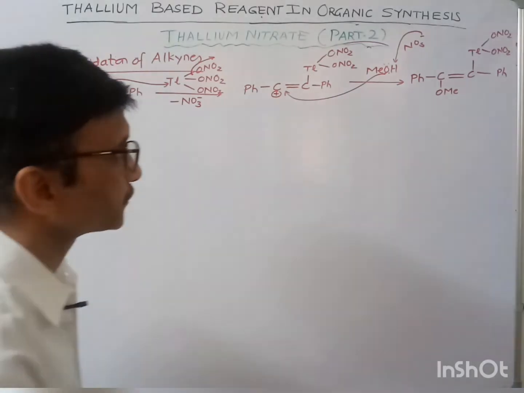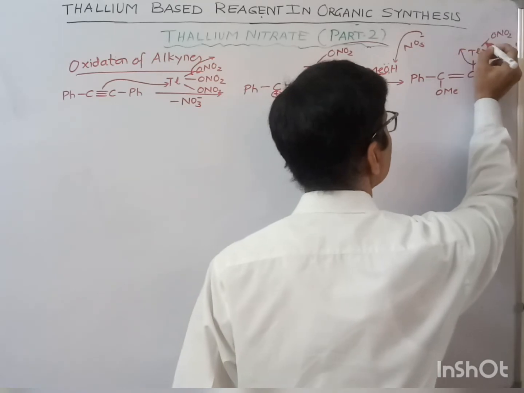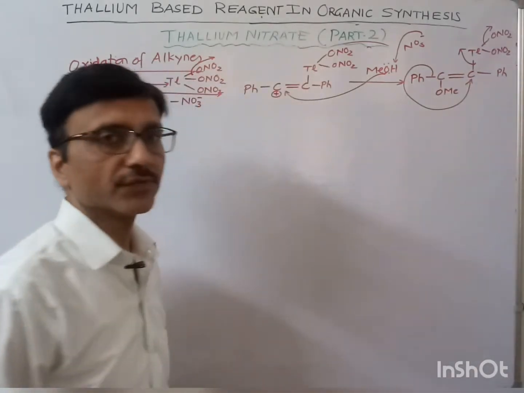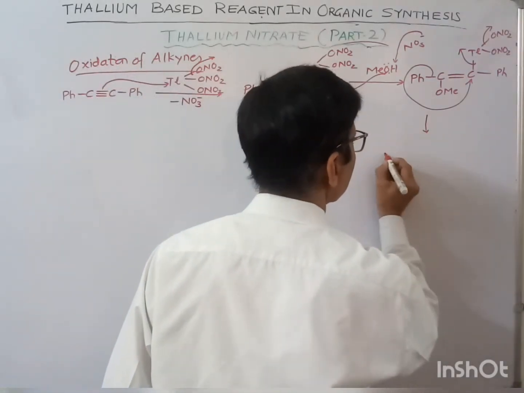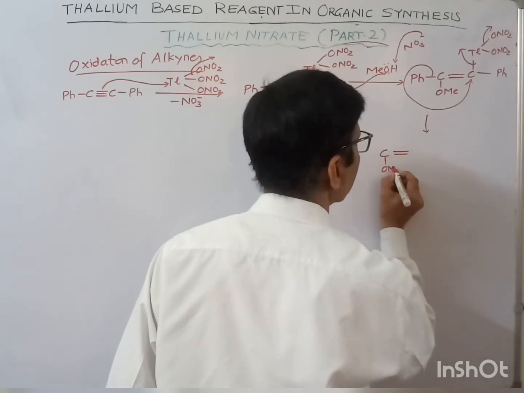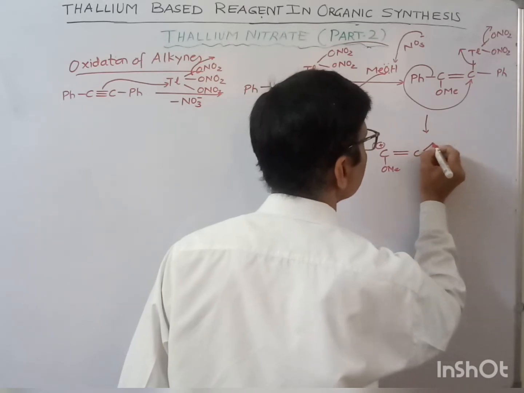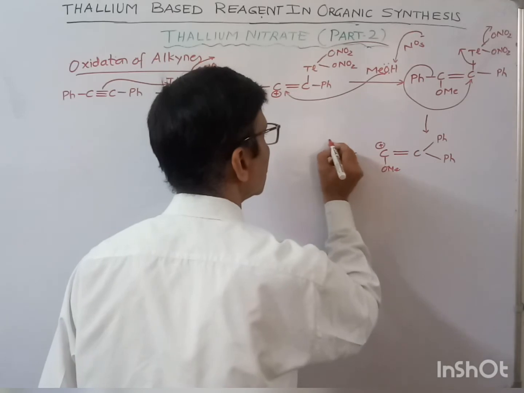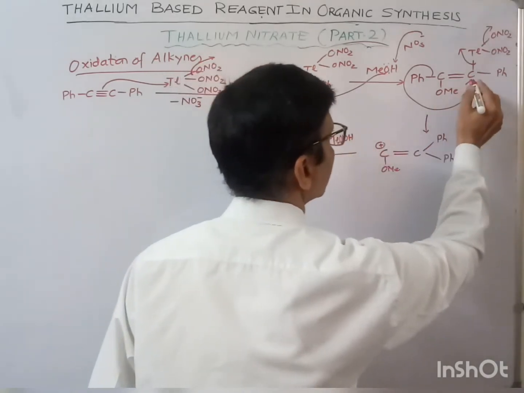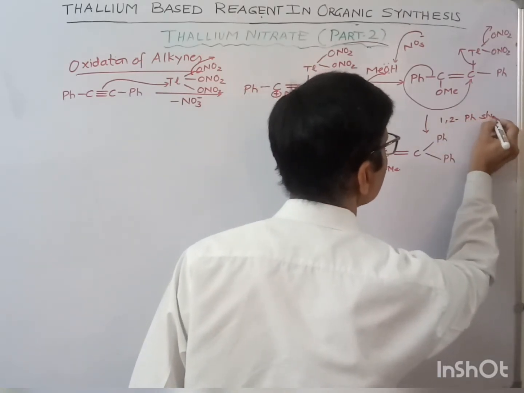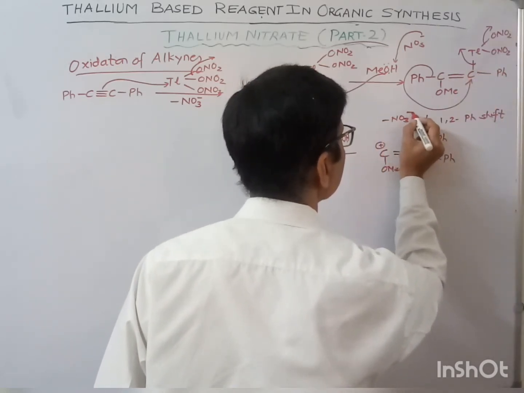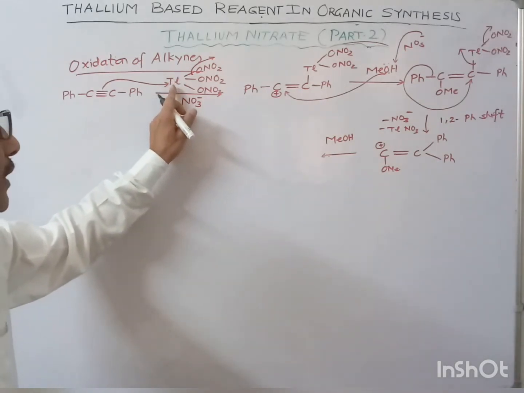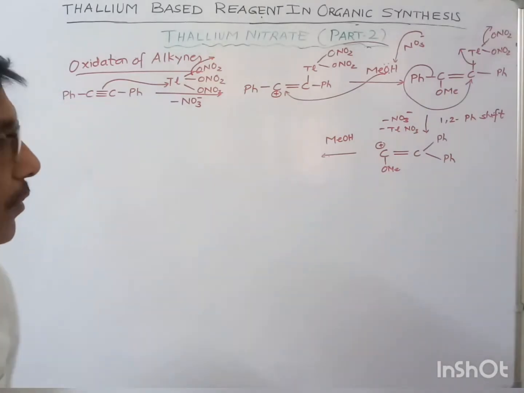Okay, now in the next step this carbon thallium bond will get broken down, being a weak bond it will break down, and a 1,2 phenyl shift will occur. So here another methanol molecule, so here 1,2 phenyl shift and removal of one of the nitrate ions and thallium nitrate in +1 oxidation state. Now thallium, which was previously in +3 oxidation state, is now converted into +1 oxidation state.